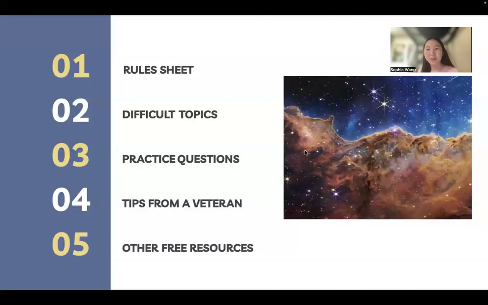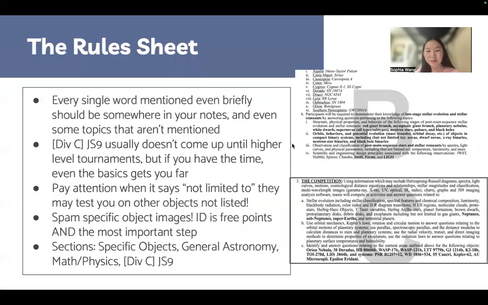So this is kind of an overview of what we're going to be talking about today. First, we're going to briefly go over the rule sheet. Hopefully you guys have read it at least, but if not, we'll just touch on the most important things to note. Second is the difficult topics across both Division B and C. And then third, we'll go into some practice questions. Fourth is tips from me. And then five is some other free resources that you can use.